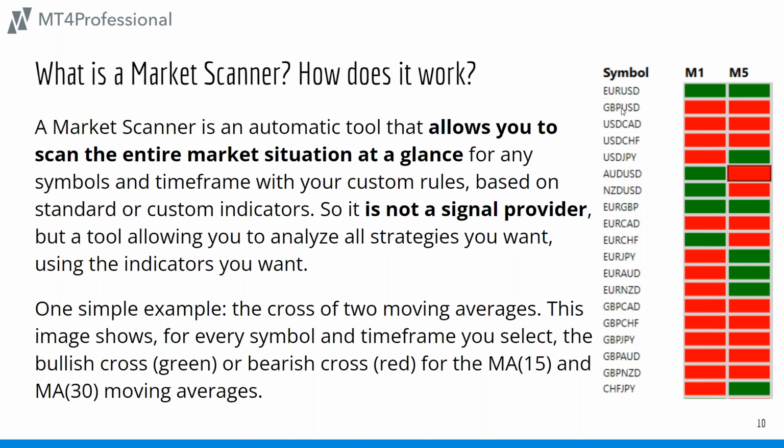Just the opposite for the pound dollar or the US dollar Canadian or the US dollar Swiss. So you can see there's a lot of information available to you. You can see that the 1 minute is starting to go bearish, but the 5 minute is still bullish on the dollar yen. This indicates two things. Number one, there's a potential reversal in play, or number two, it's just consolidation or noise, and it could resume to the longer term trend.